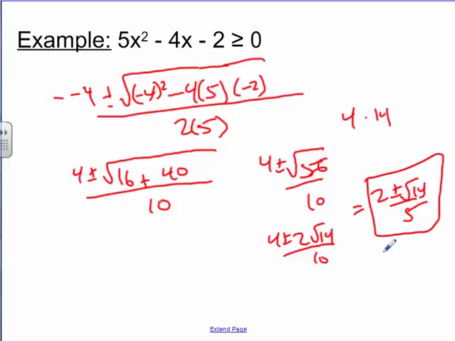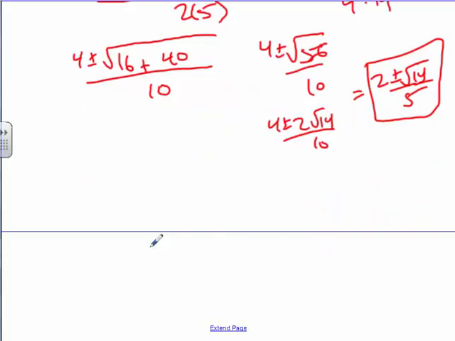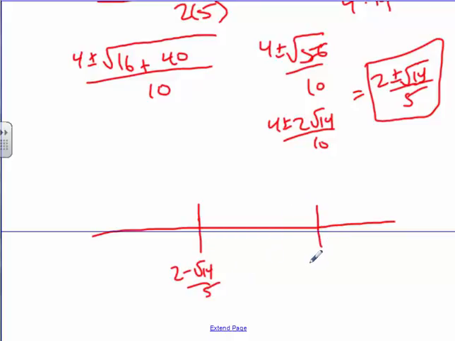So like I was saying as I was working at the same time here, if I lost you on that one, let me know. I'll try to help you with it, but that's definitely a previously learned skill. So let's keep going from there. Now I want to plot those numbers on a number line. So let's plot 2 minus root 14 over 5, and then let's plot 2 plus root 14 over 5. And we'll just test some values there.